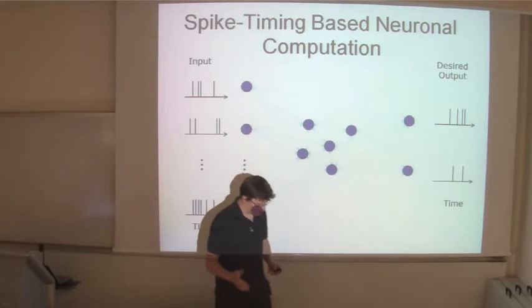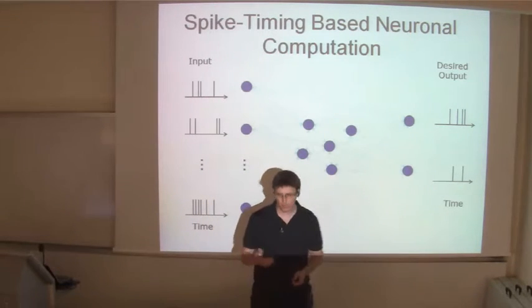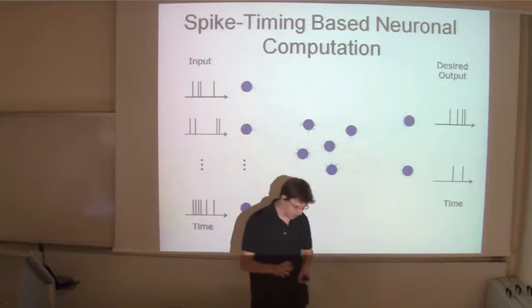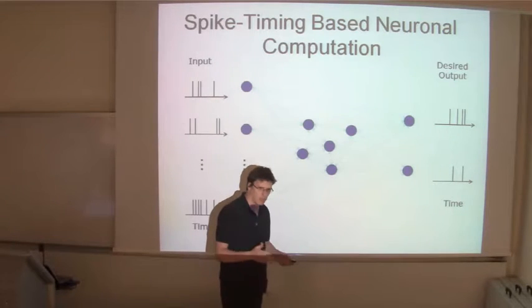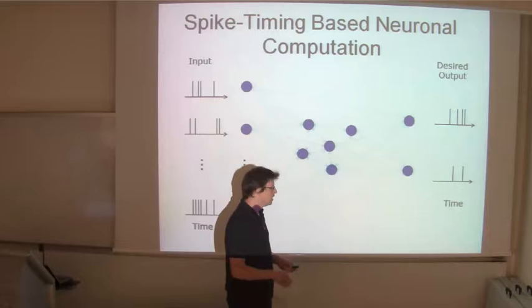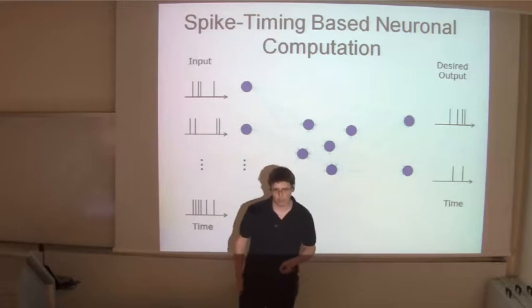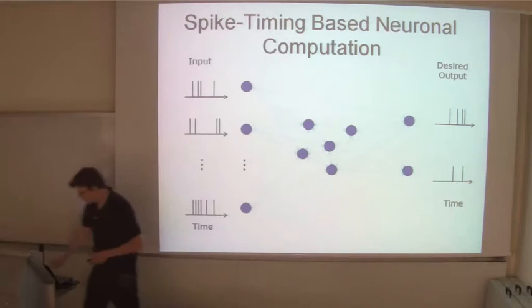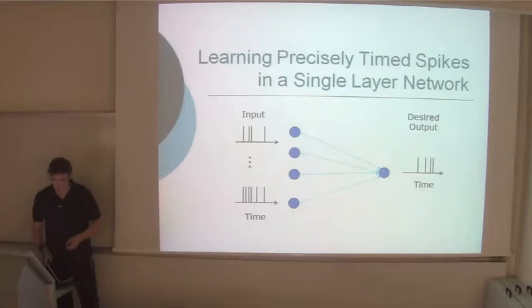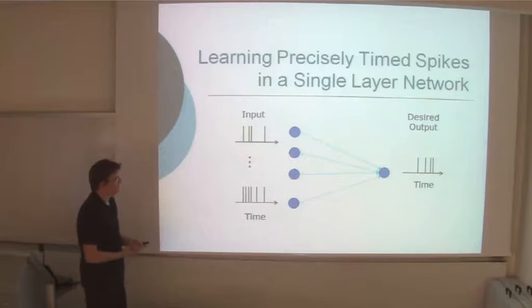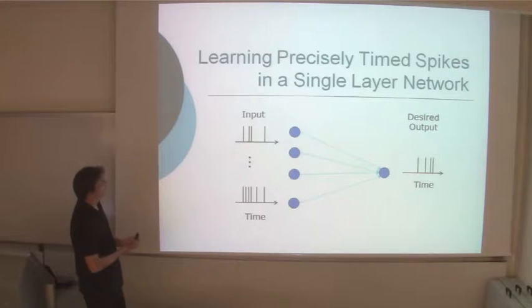Yes, HVC is also an example. It's an area, we'll talk about the bird song. It's an area in the bird where, when the bird sings its repeating motif, each neuron fires only one spike or one burst of spikes at a certain time.